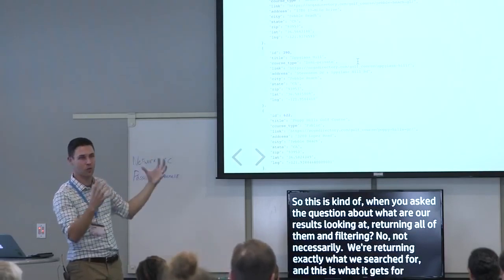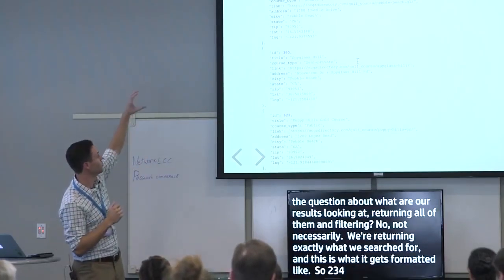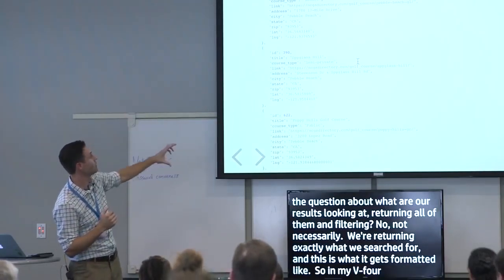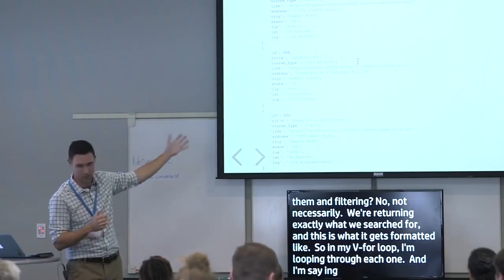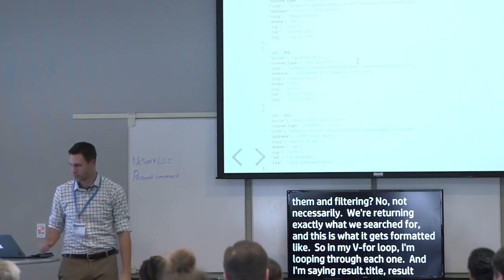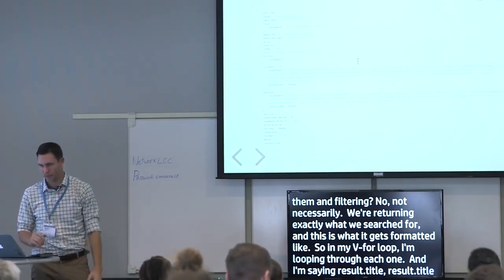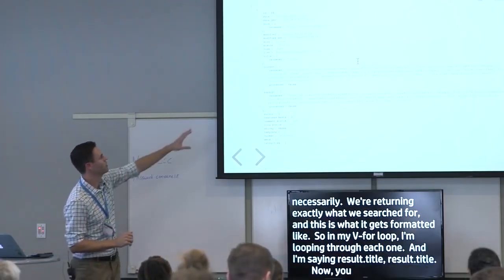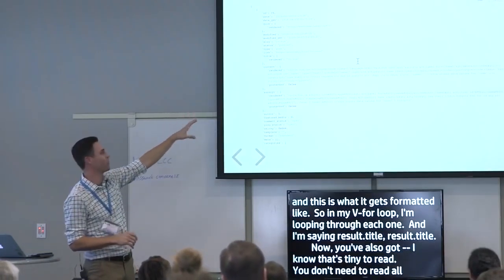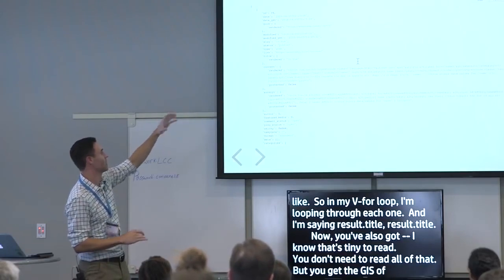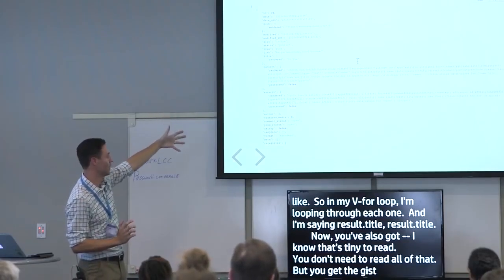So in my v-for loop, I'm looping through each one of these objects, and then I'm saying result.title, result.title, result.title. Boom, spin it all out. Now, you've also got the, I know that's really tiny to read, you don't need to read all that, but you can get the gist of how it's structured. This is your WP REST API response.